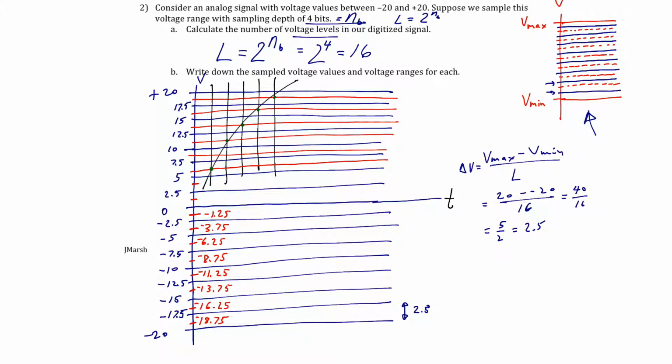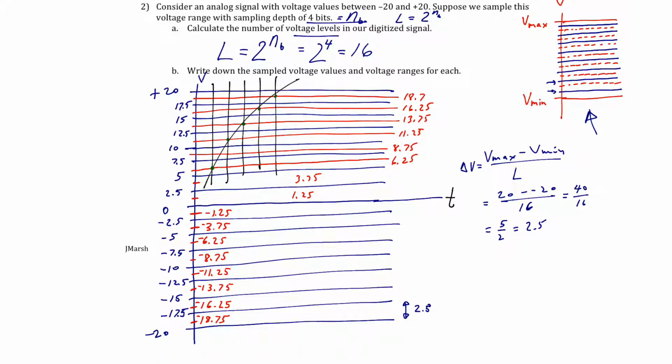Okay, 1.25, 3.75, 6.25, 8.75, 11.25, 13.75, 16.25, 18.75. Okay, so those are all the values, and it was pretty straightforward to figure those out. The 2.5 was admittedly a nice number, but this is how you can do this problem. Hope that helps.